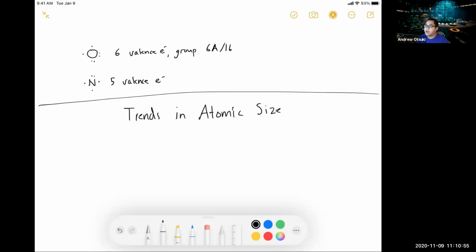Atomic size has to do with the size of the element and the distance between the nucleus and the highest valence electron, or the valence electrons. That distance will give us our atomic radius, and that will constitute the size of the atom. So one trend is that atomic size decreases from left to right.